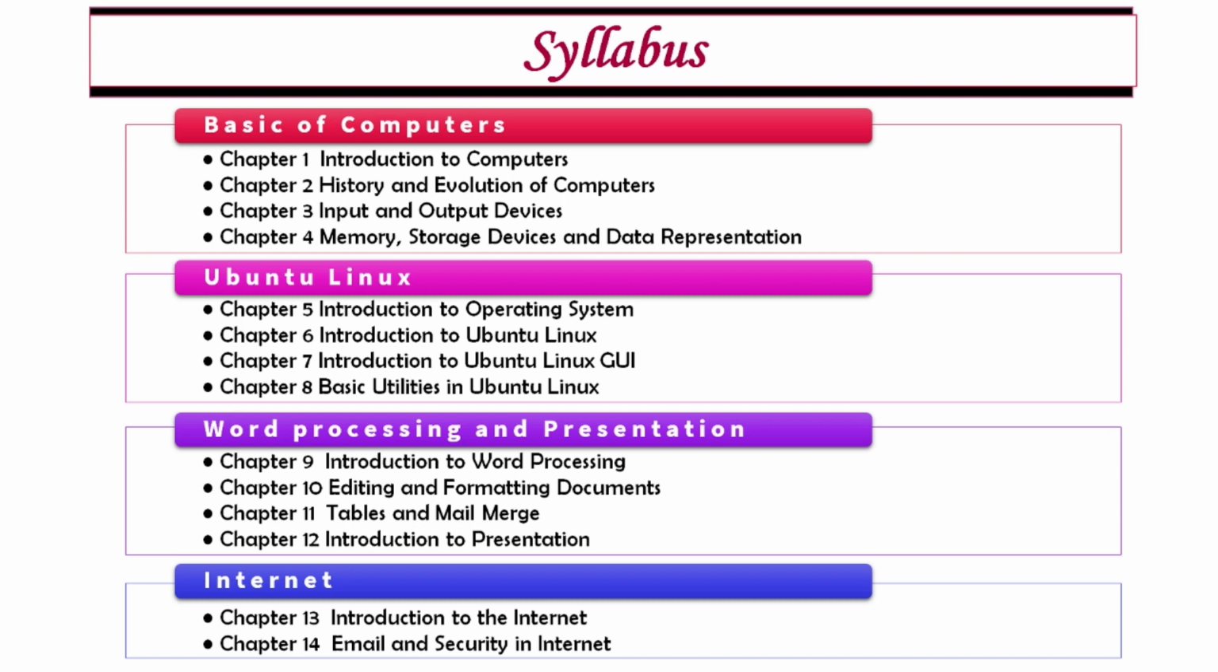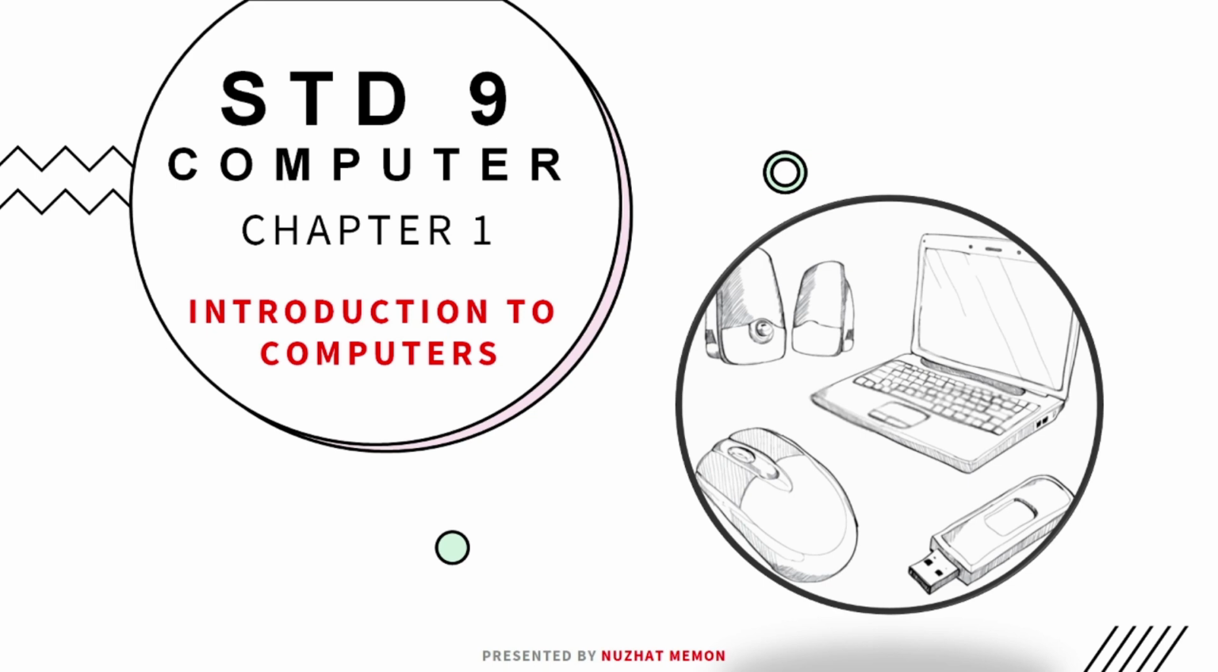Then we will get familiar with the operating system called Ubuntu Linux. You are all quite familiar with the Windows operating system. In Standard 9, we will also get familiar with the Ubuntu Linux operating system. Then we will see word processing and presentation that need a little practice as well as practical exposure. And lastly, we will learn about the internet, that is a worldwide system of computer networks, or you can say the internet is a network of networks.